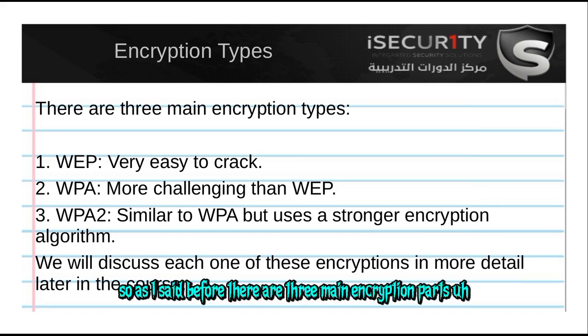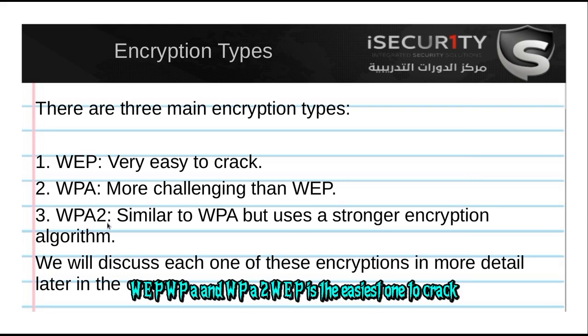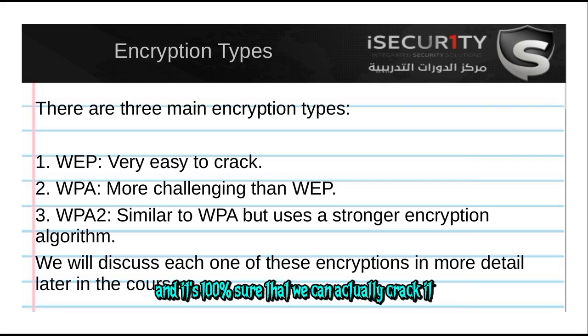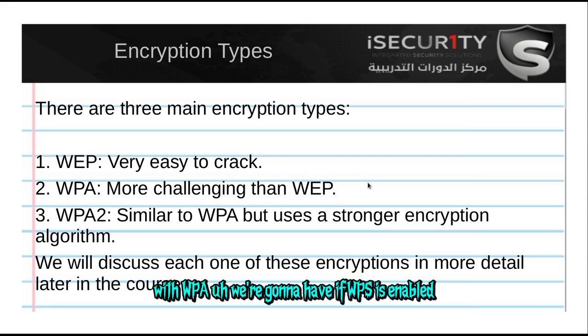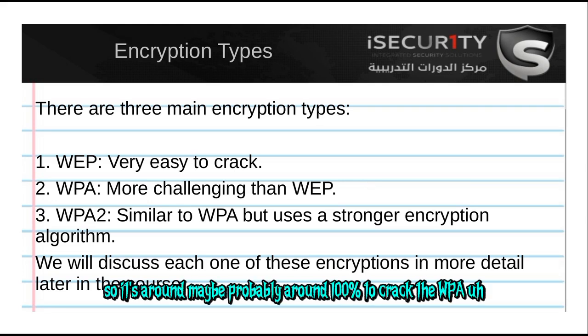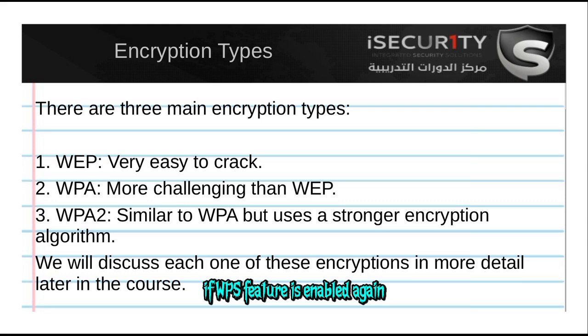So, as I said before, there are three main encryption types, WEP, WPA, and WPA2. WEP is the easiest one to crack. It takes minutes to crack, and it's 100% sure that we can actually crack it. With WPA, if WPS is enabled, then our chances of cracking it are much higher. So it's probably around 100% to crack the WPA if the WPS feature is enabled. Again, more on this once we actually go to WPA, so this is just an introduction.